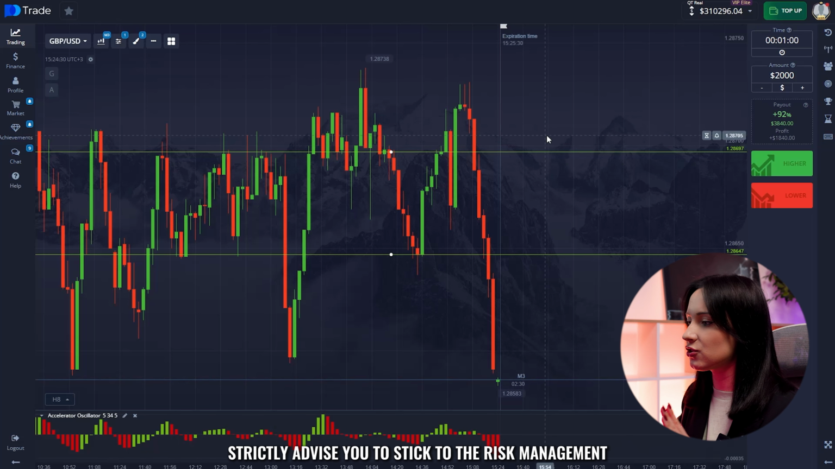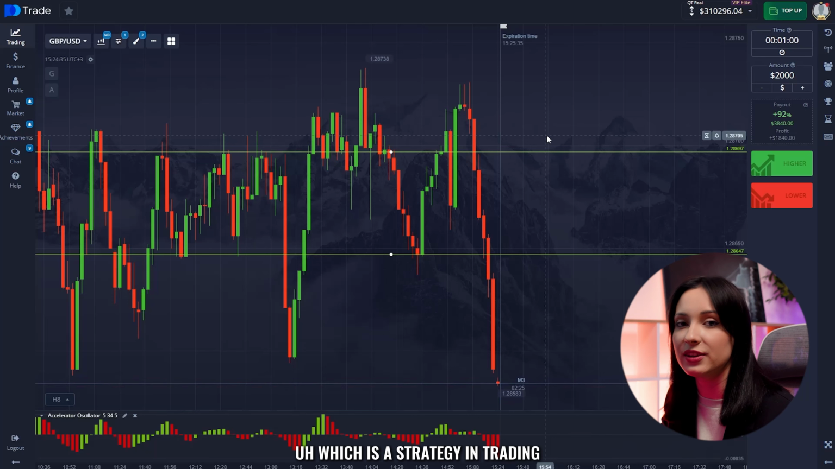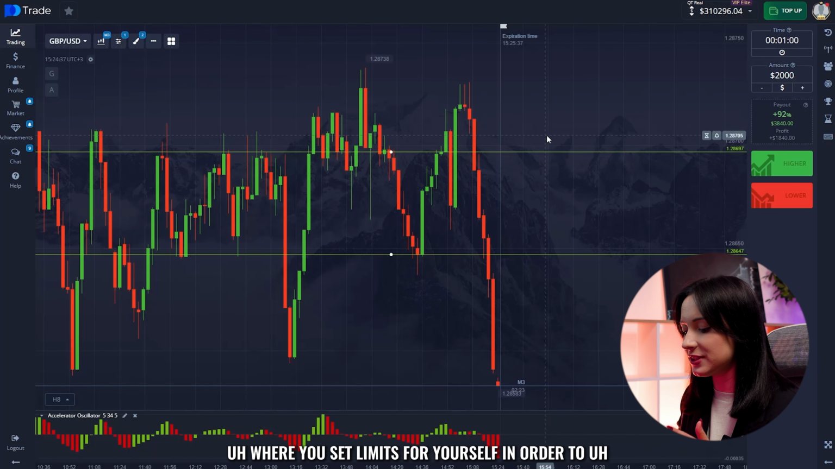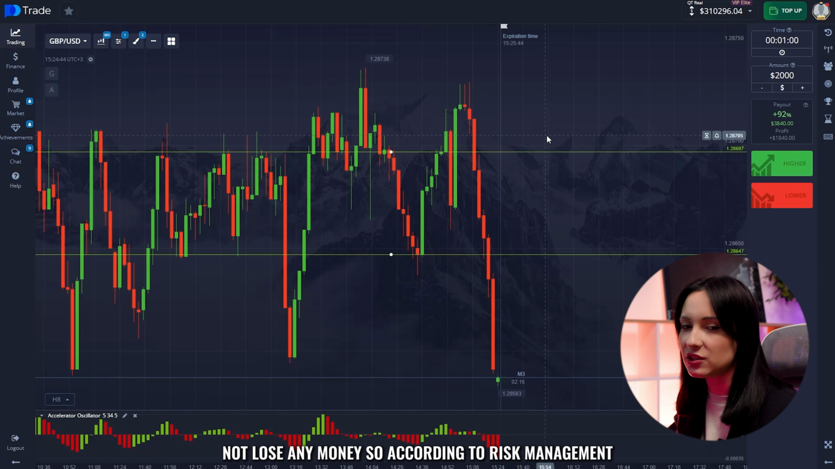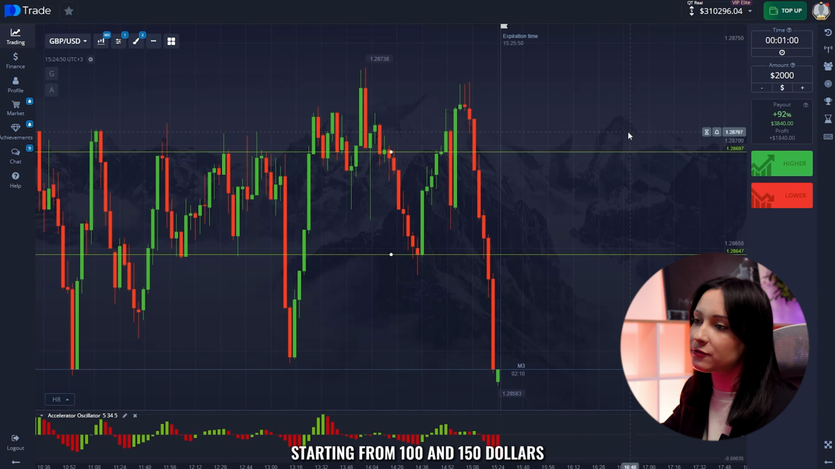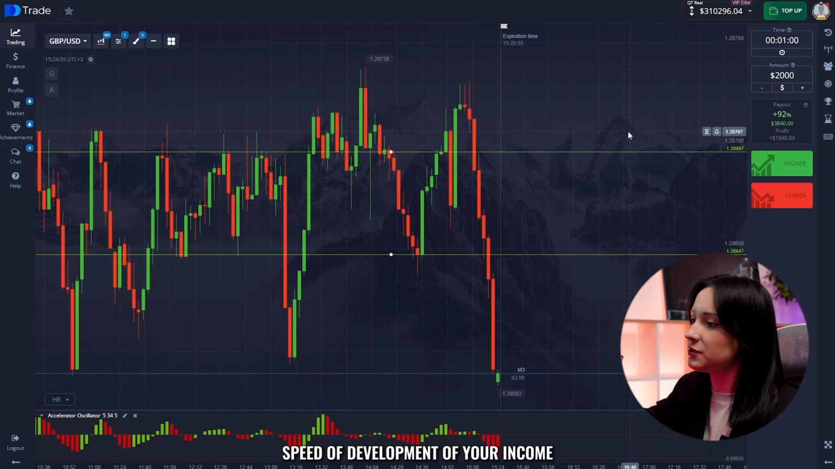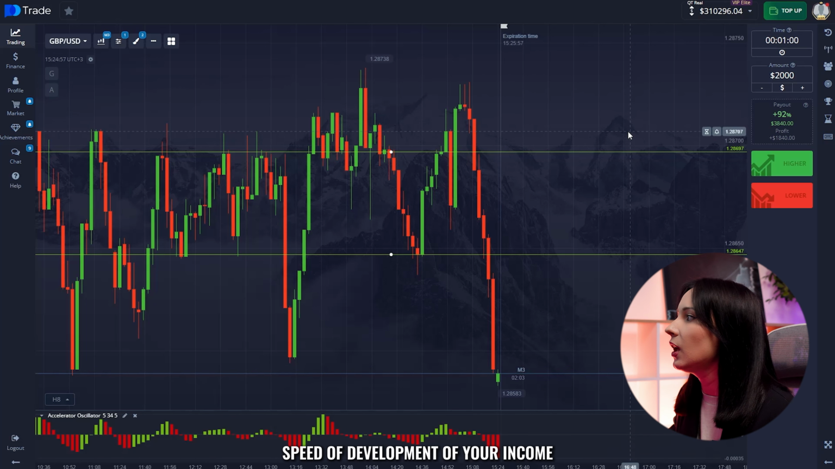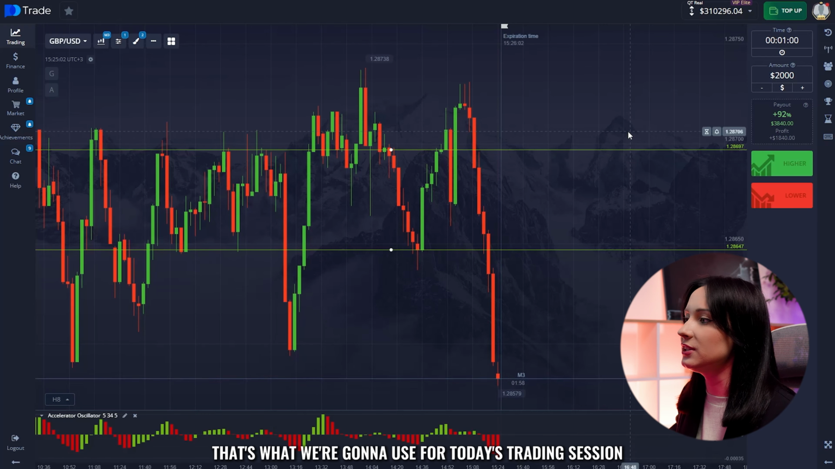But I strictly advise you to stick to the risk management, which is a strategy in trading where you set limits for yourself in order to not lose any money. So according to risk management, you should put 5 to 10% of your balance into trades, starting from $100 and $150, so that you could see a medium speed of development of your income. So this is it. And that's what we're going to use for today's trading session.